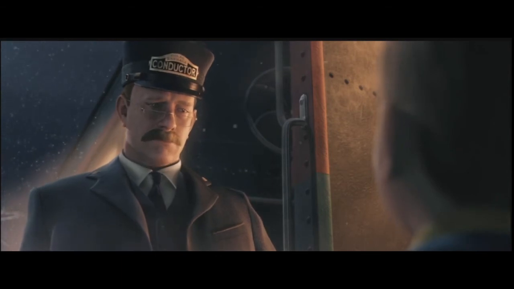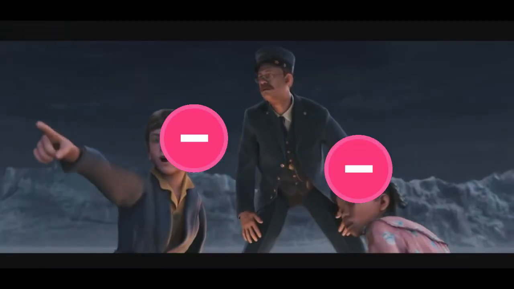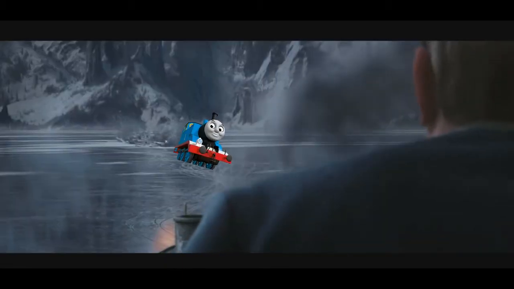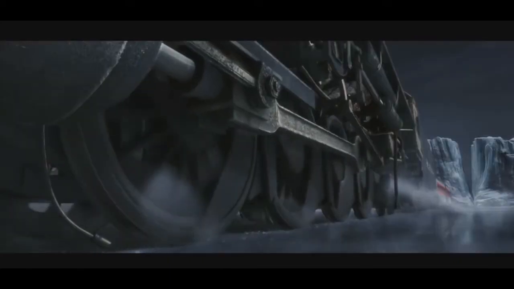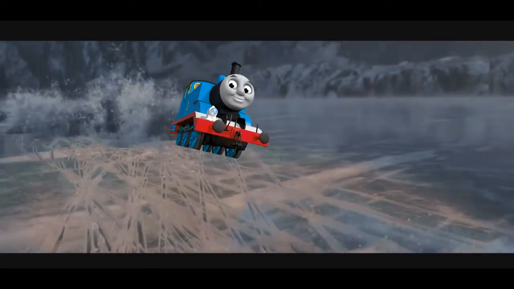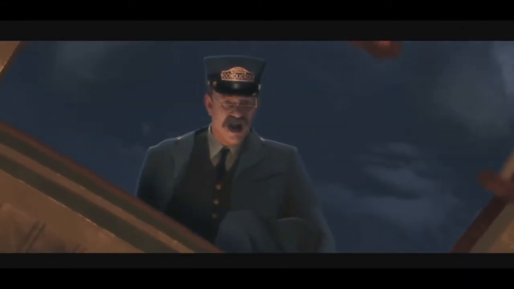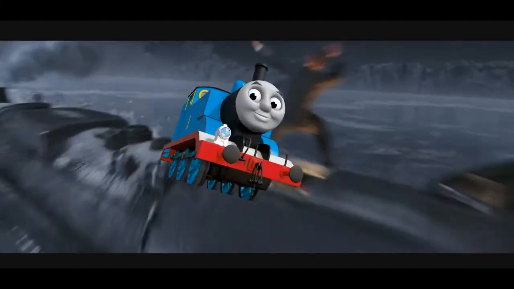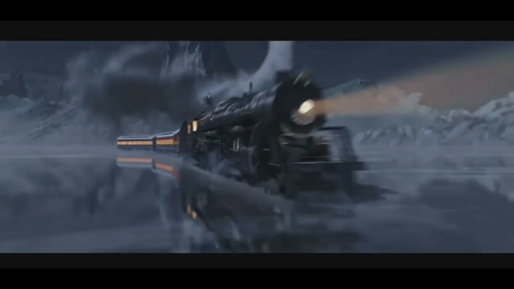Well, you coming? Get us the blazes out of here! Turn this sled around! Look there!